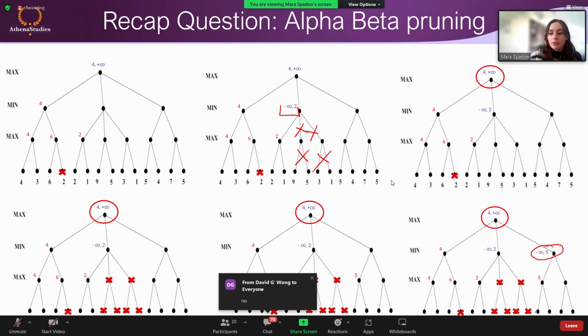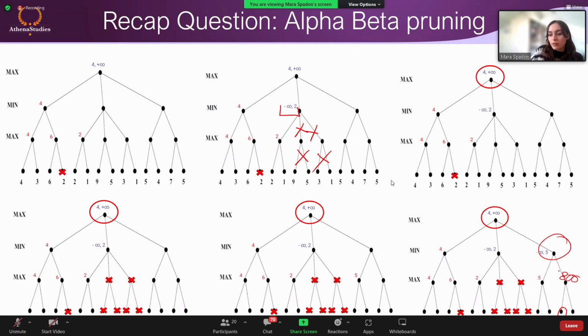Okay, so what would happen if 7 would be larger? There would be no change, right? Because if this is 8 or 800 even, it doesn't matter for the outcome of the game because min would not choose it. But what would happen if this would be smaller? If this would be 4? Would that affect the game in the end?